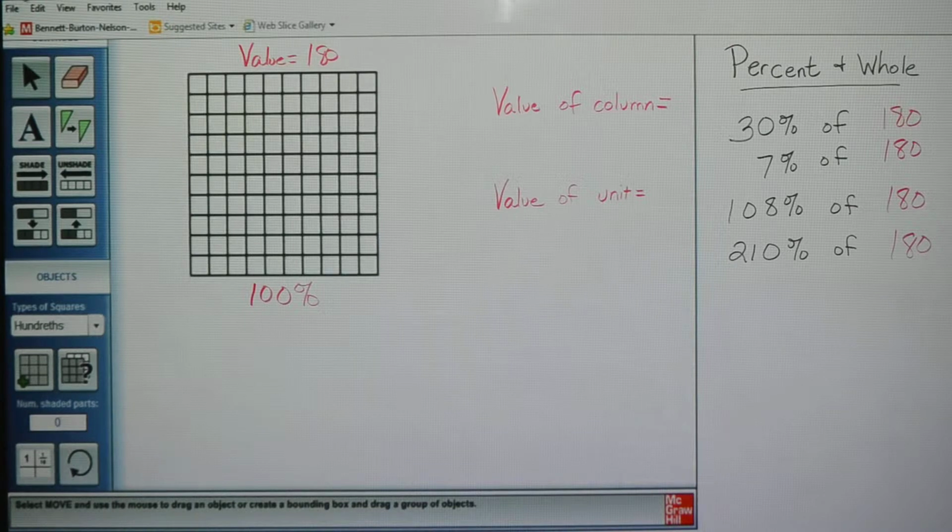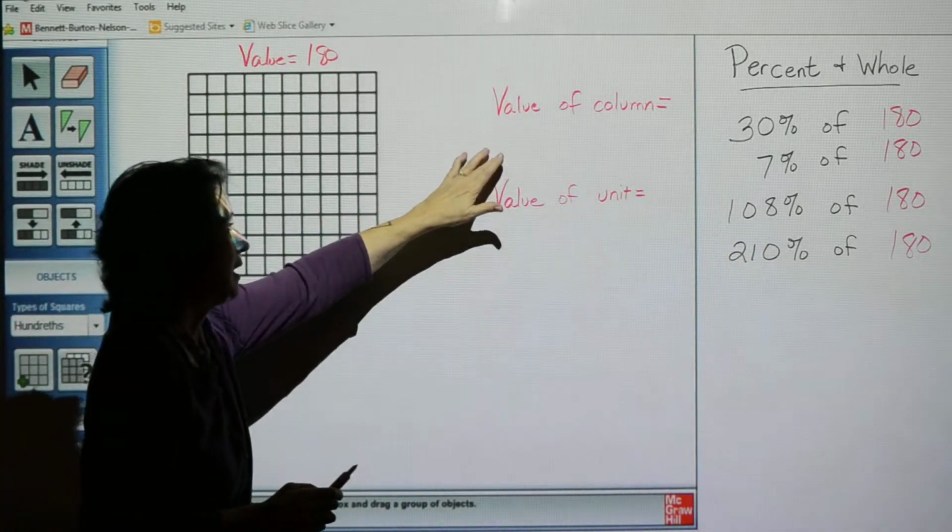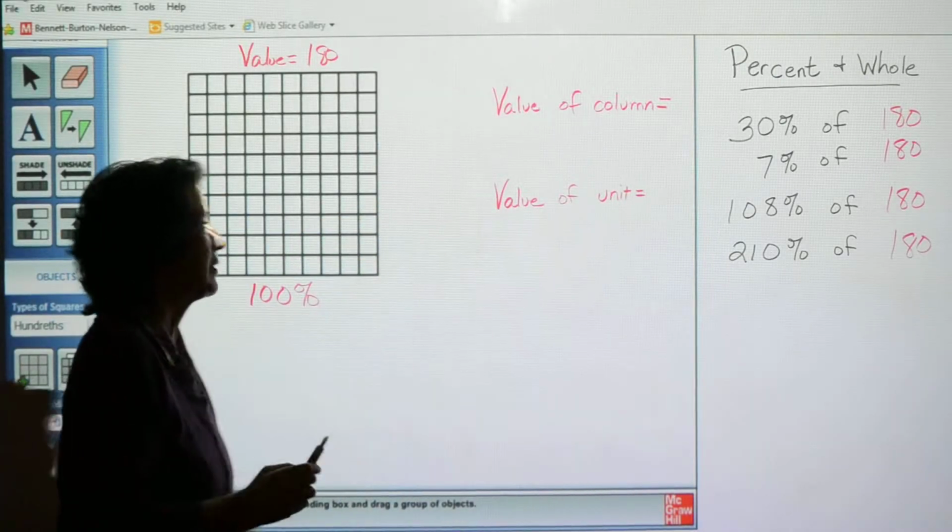All right? So we're going to start working with this and use it to help us figure out percents, and in the next couple of videos, figure out the part, figure out the whole. So right now, we're trying to figure out these issues: 30% of 180, 7% of 180, 108% of 180, and 210% of 180. To do that, we need to figure out two things. We have to figure out the value of a column, and then we have to figure out the value of a unit.